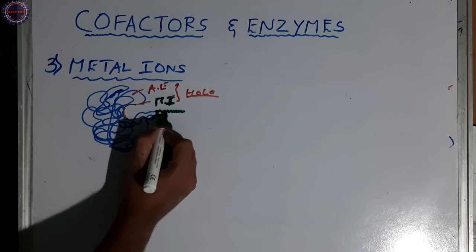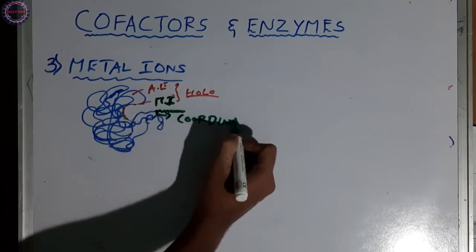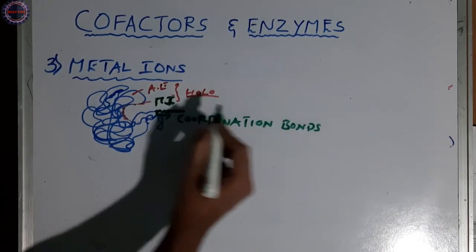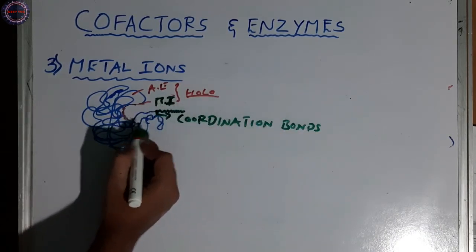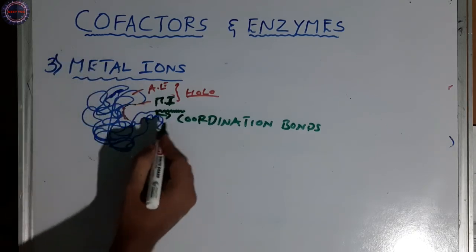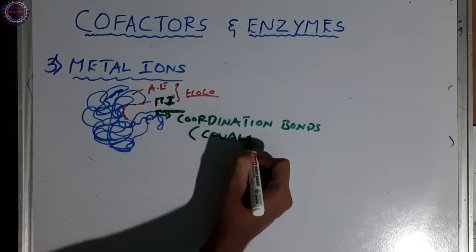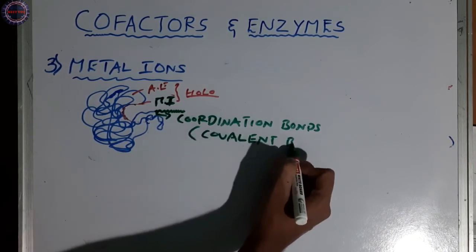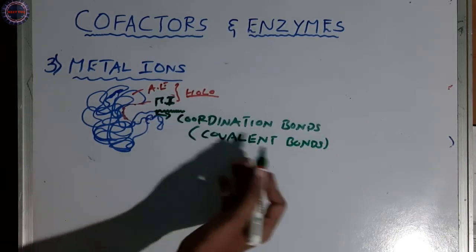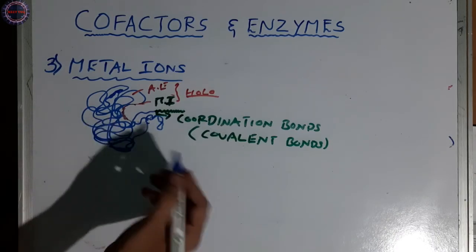This is called coordination bonds. So let me write here coordination bonds. This metal ion links to these side chains of the active site of the enzyme through coordination bonds. What is a coordination bond? They are nothing but simple covalent bonds. I don't understand why people make the words complicated. Coordination bonds are nothing but covalent bonds actually. So I'll give you a good example.